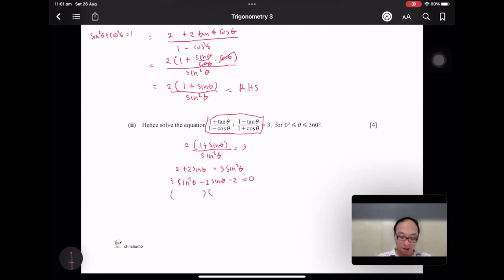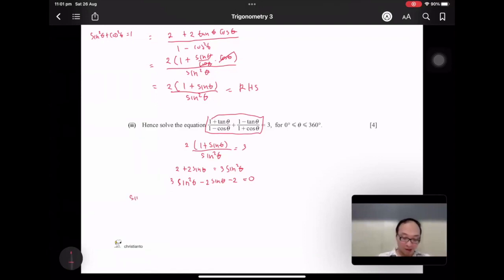And then factorize. So 3 sine theta, this is sine theta. So to make it 2, can we factorize this? Okay, I don't think so. So that means we cannot factorize this. So we have to use the quadratic formula.